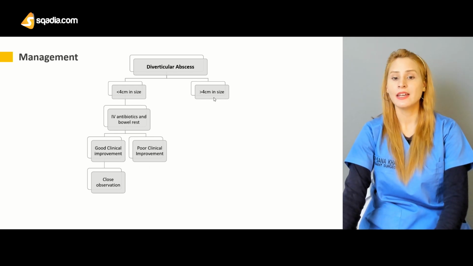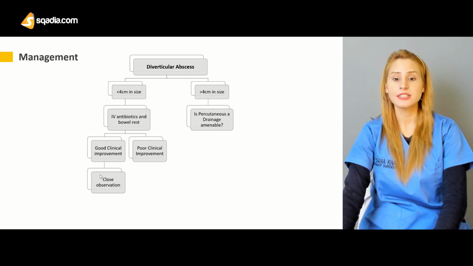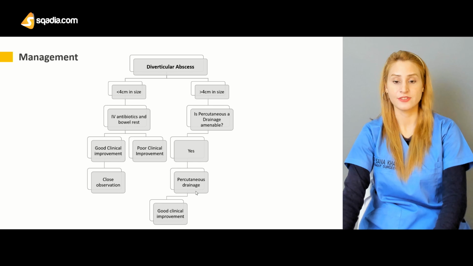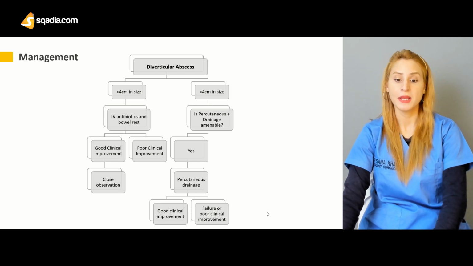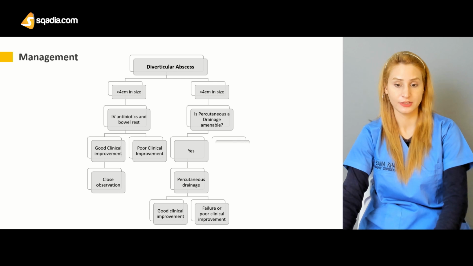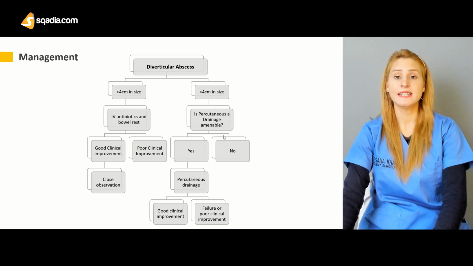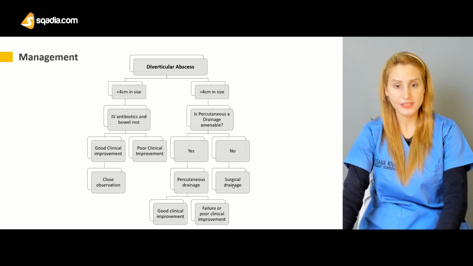surgical drainage. Now, if the size of the abscess is greater than 4 centimeter, then you have to think about whether percutaneous drainage is amenable or not. If percutaneous drainage is possible, then you go for percutaneous drainage, and there's a possibility of a good clinical outcome. If there's a failure or poor clinical outcome, then you have to open your patient and do the open surgical drainage. If percutaneous drainage is not amenable, then you have to go for surgical drainage.